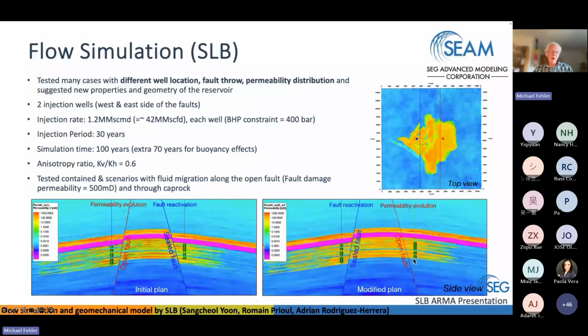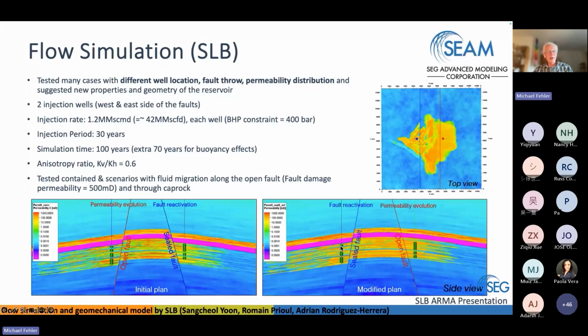There are 2 injection wells, one on the west side, one on the east side. The fault over here is open, so fluid can flow from the injector here across this fault into the central part of this anticline here. On the western side, this is a sealed fault, so the fluid that's injected here stays on this side of the fault.